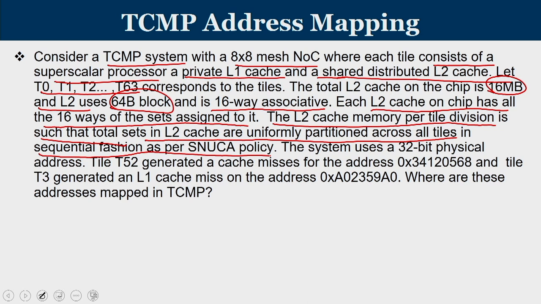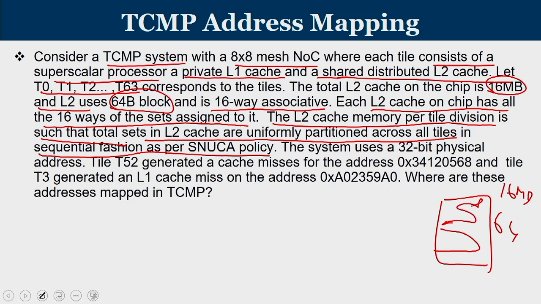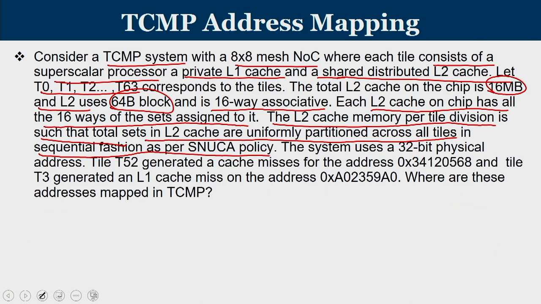So, you have a total of 64 tiles. Now, the 16 MB of L2 cache is being scattered across all the tiles. So, each tile will be having a uniform share. And this policy is known as the SNUCA policy. The system used 32-bit physical address. Now, tile 52 generated a cache miss for an address that has been given. And tile T3 generated an L1 cache miss on another address. So, two L1 cache miss addresses are being given. Now, we have to find out from which tile you are able to find the corresponding L2 cache mapping. Where are these addresses mapped in TCMP?